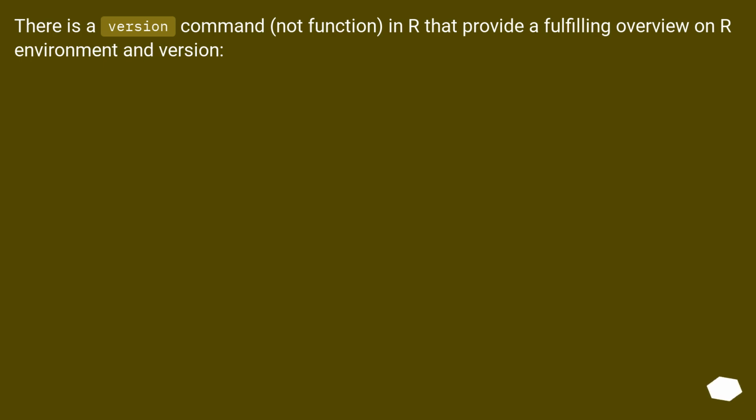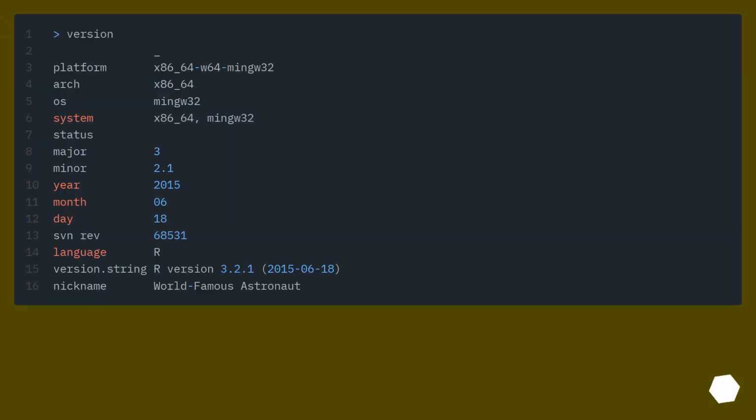There is a version command, not a function, in R that provides a full overview of the R environment and version. Type R --version at the Linux command line.